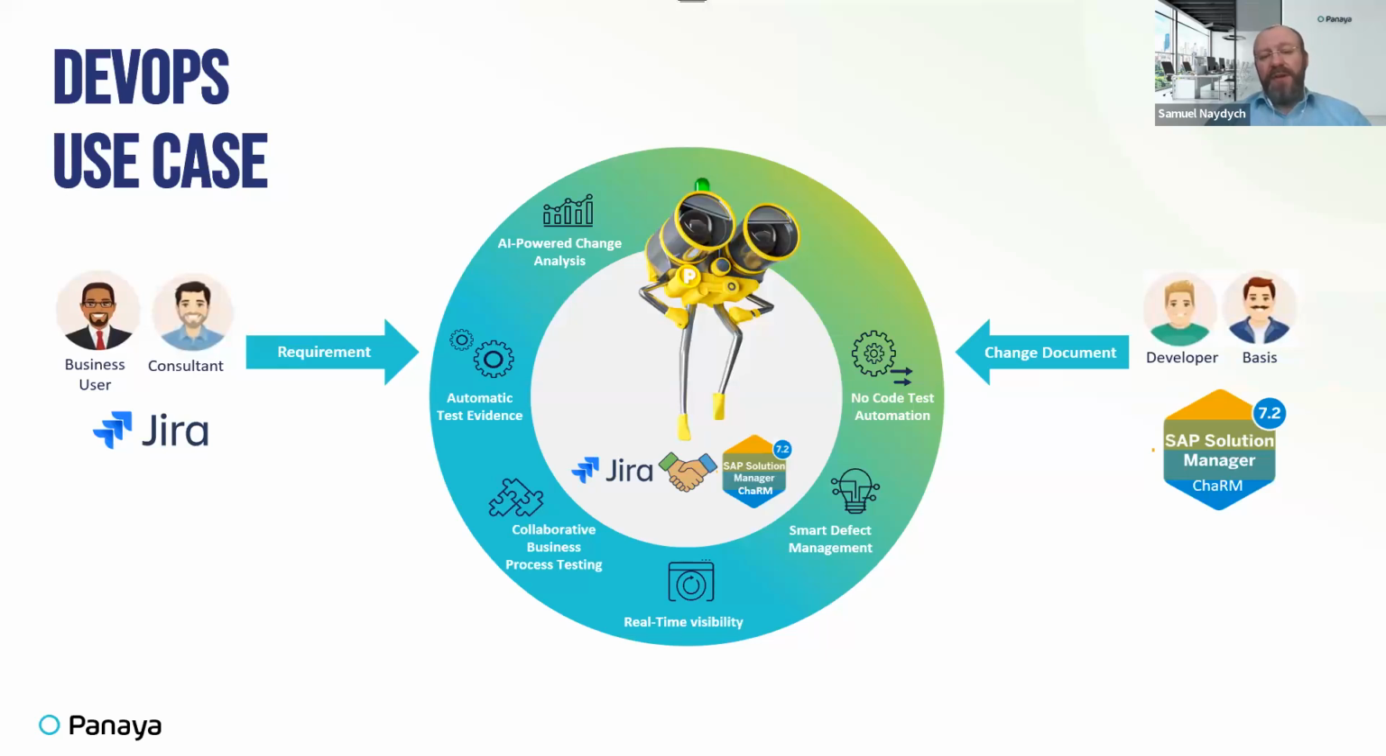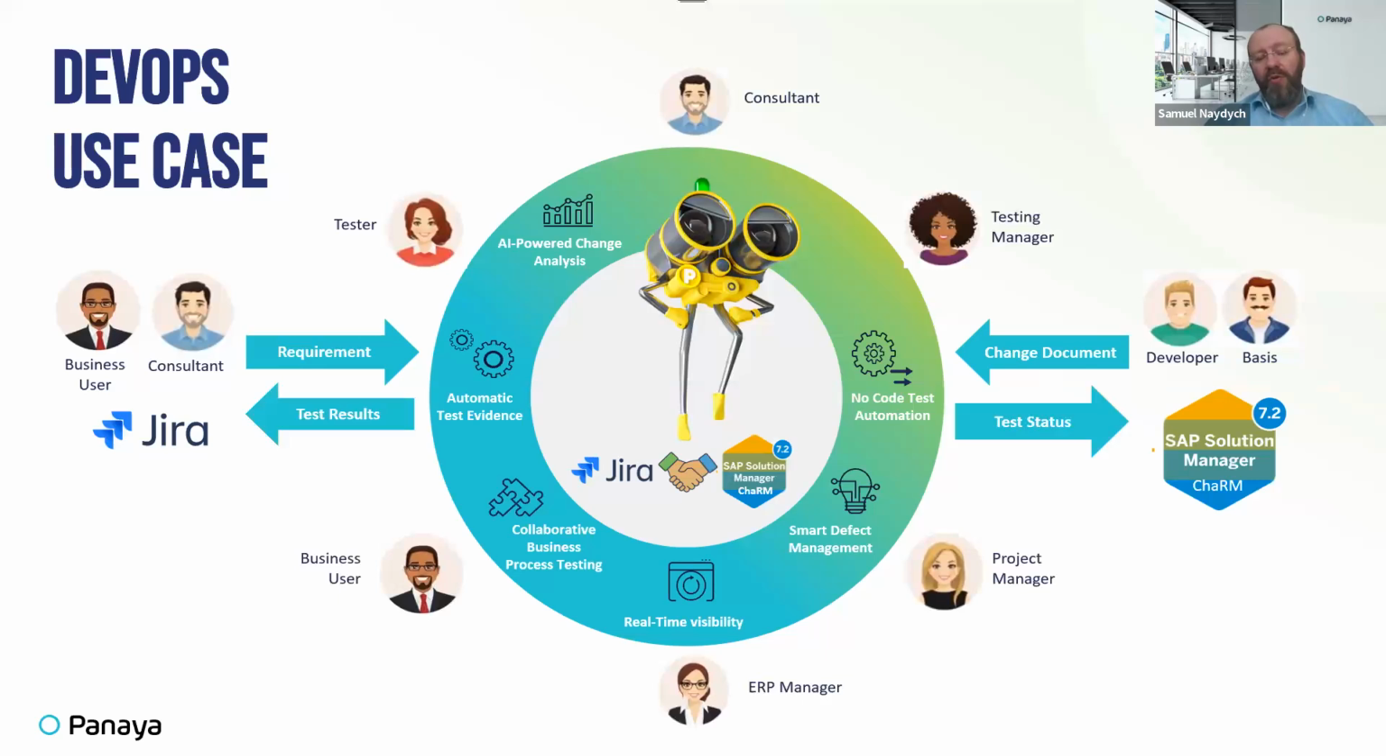In the Panaya environment, there is always a good way to connect this Jira requirement with the corresponding change document from Charm, so that all the Panaya features can help to profit from this connection. It means that having these transport requests available, you will always know what needs to be tested. And having the business requirement available in Panaya as well, in this case from Jira, you can compare your existing testing plan to what has been changed and understand what you really need to test, what are the gaps, using Panaya change analysis, which is powered by AI.